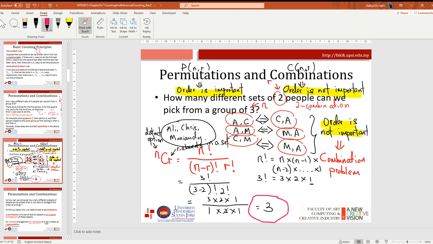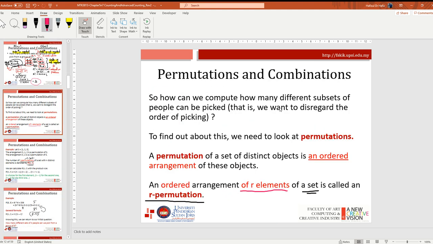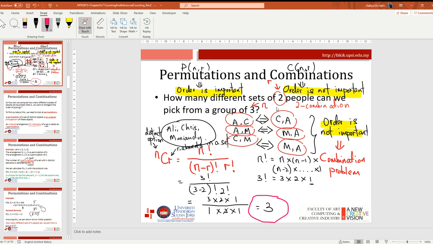How many different sets of two people can we pick from a group of three? N is the distinct options, here three, and R is the element, which is 2. So we can have 3 here. For example, from group A and group C is equivalent to C and A. Because order is not important, this one is a combination problem.